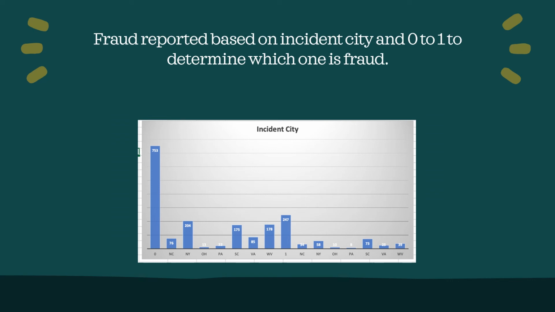So this is my last result. This graph talks about fraud reported based on incident city. 0 to 1 determines which one is the fraud. So in different cities we have different numbers, and that number quantifies the amount of fraud each city has.